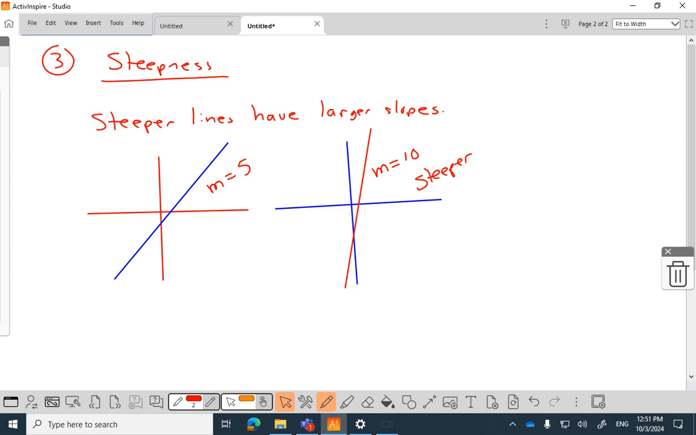That's it? Yeah. Is this something we'll be able to test? Yeah, it might come up. I think there's one question in the review: which of these lines is steeper? You just have to look at the two numbers. The bigger one's the steeper one. That's it. Nothing too complicated there.